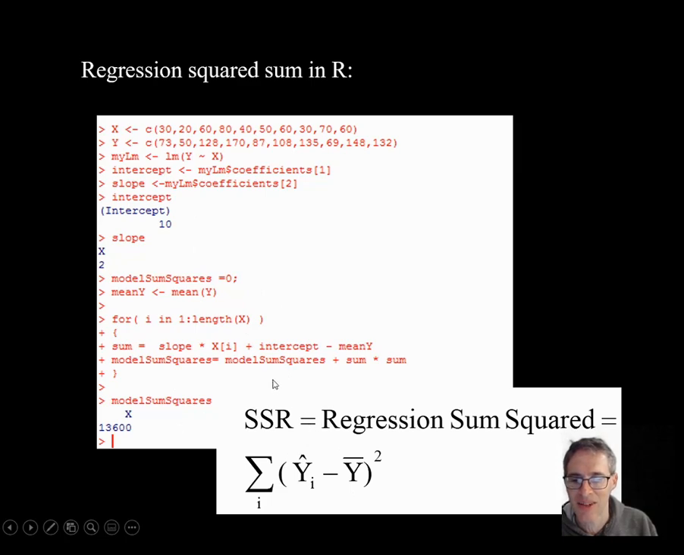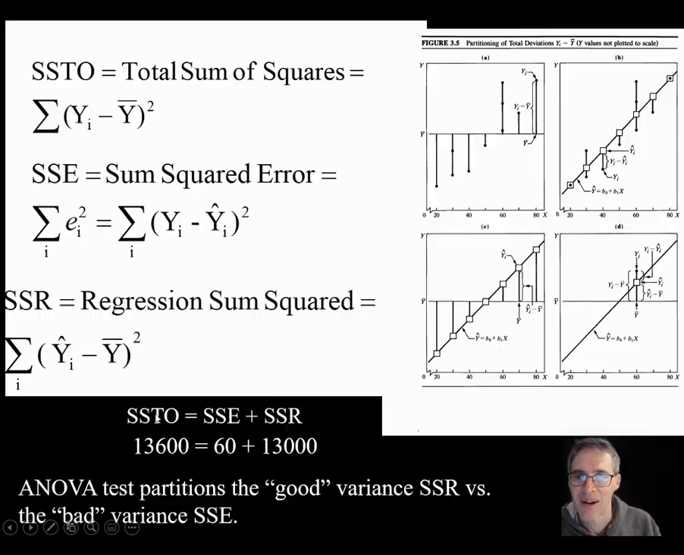So this is just this equation translated into R, and you can verify that's done correctly, and that's the value that we get here. So again, the question is, how much is good regression versus bad regression?